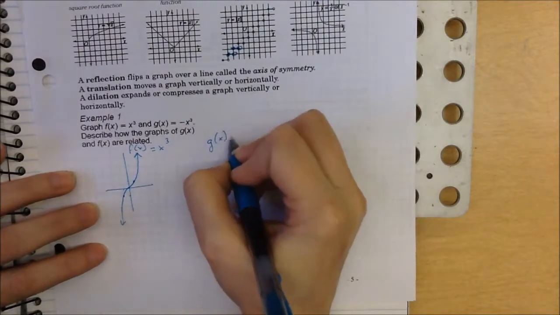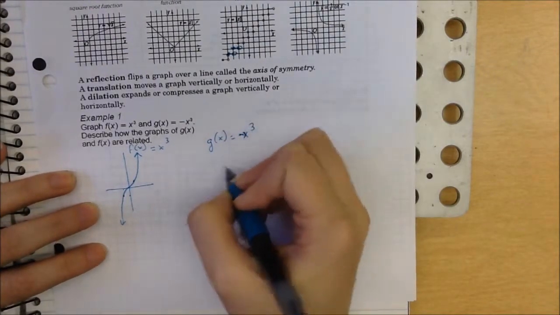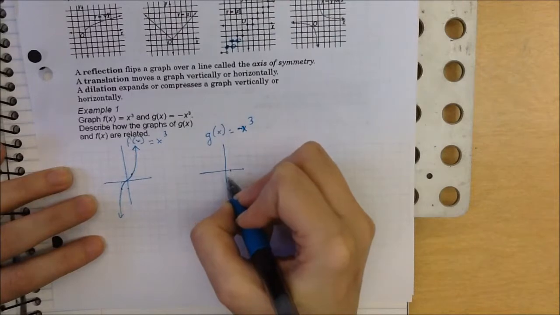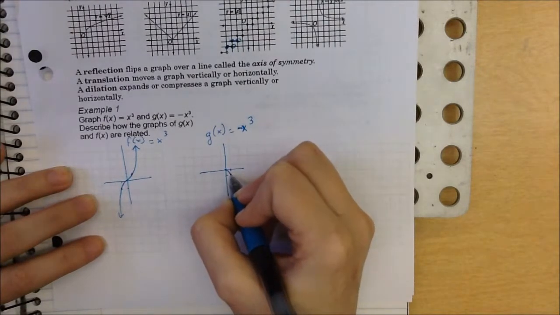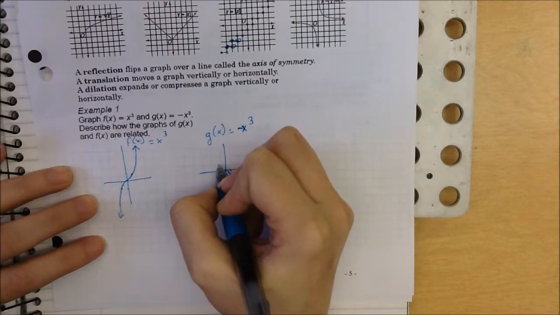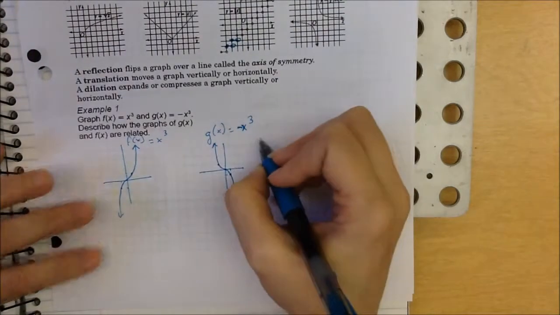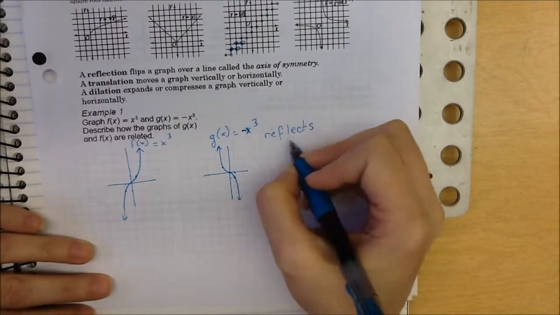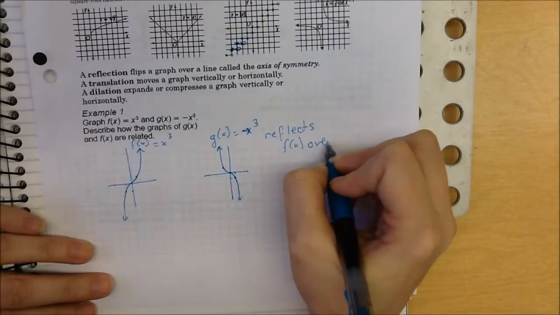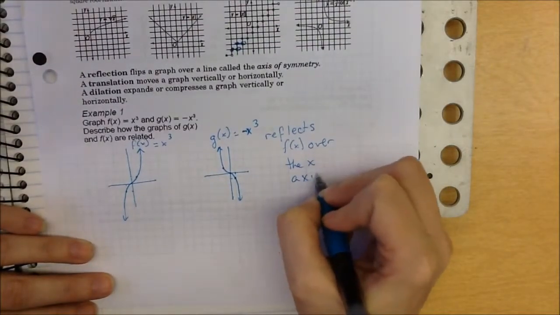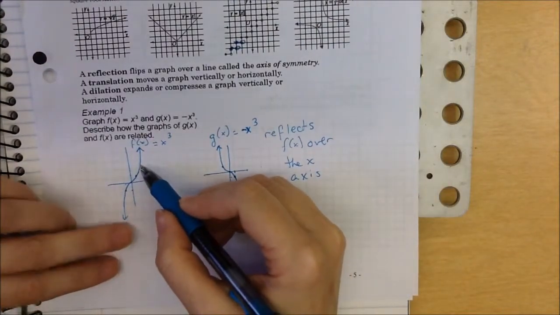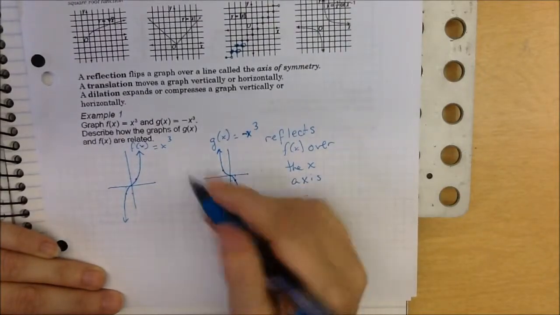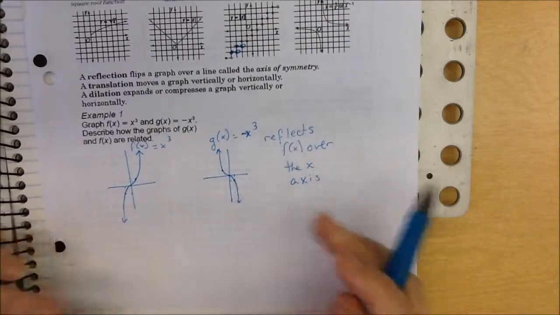Now, negative x cubed, and you should put this in your calculator, I just don't have a calculator handy. What that will do is it will reflect it. So instead of going through 1, 1, it'll go through 1, negative 1. Instead of going through negative 1, negative 1, it goes through negative 1, positive 1. So g of x reflects f of x over the x-axis. It just takes this and flips it. So in this case, actually, reflecting it over the x-axis, reflecting it over the y-axis look the same, but this is reflecting over the x-axis.